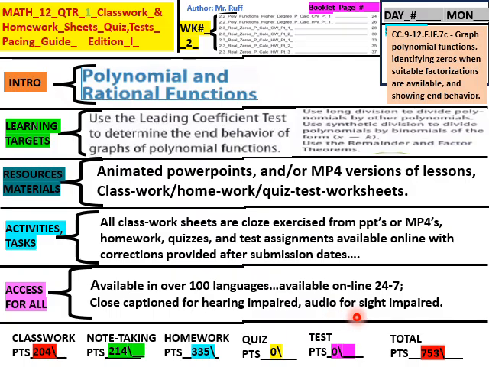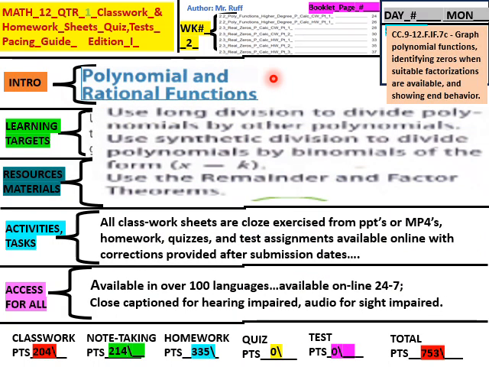Audio for sight impaired. So your classwork points are 204, note-taking points 214. Homework is 335 points. Quiz 0, test 0. So the total for week 2 is 753 points for Math 12 Quarter 1 week 2. Let's go into what we cover.